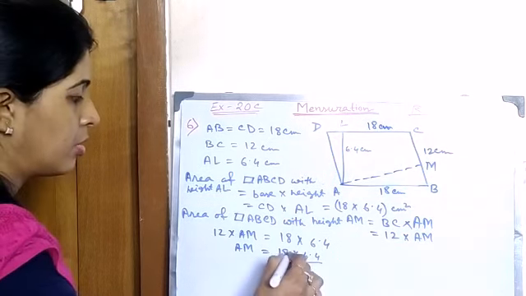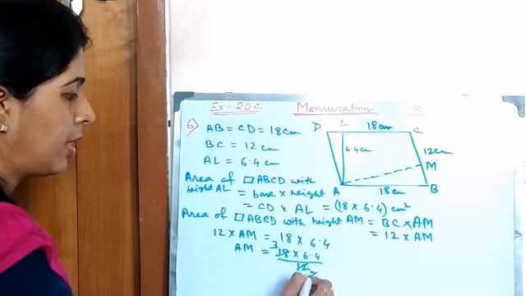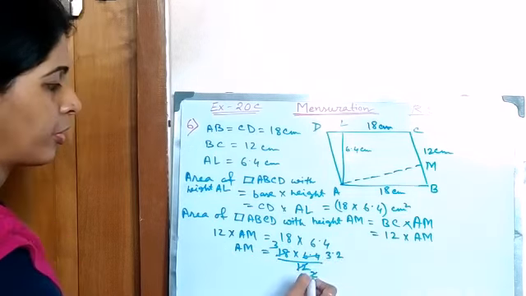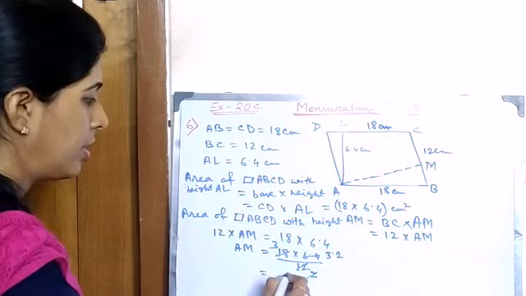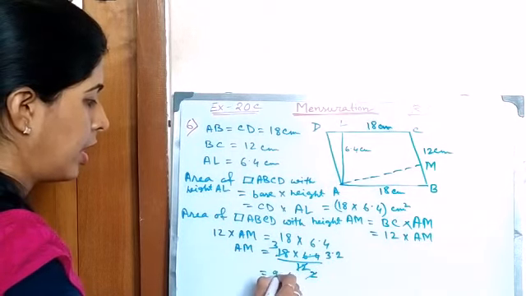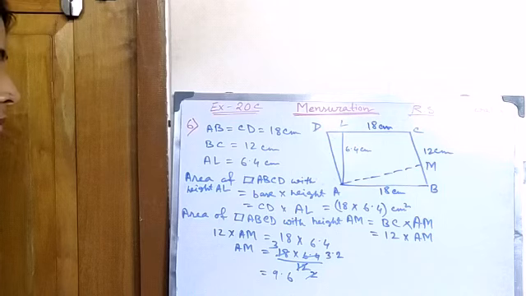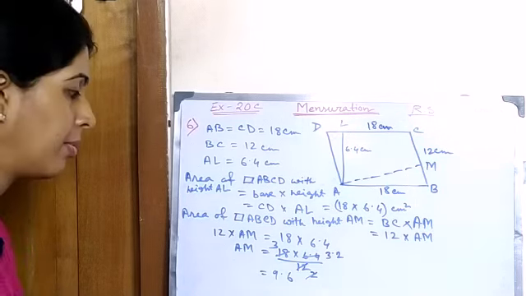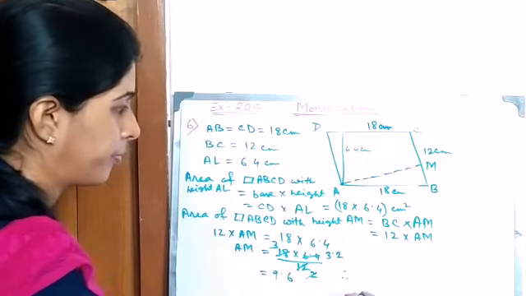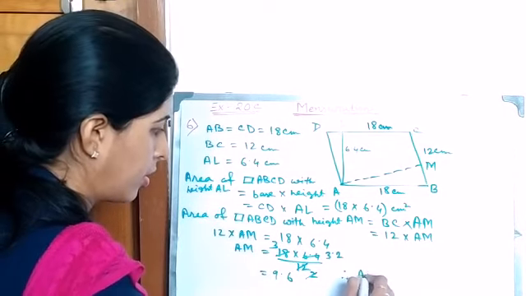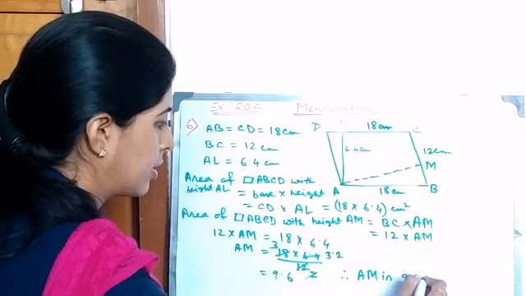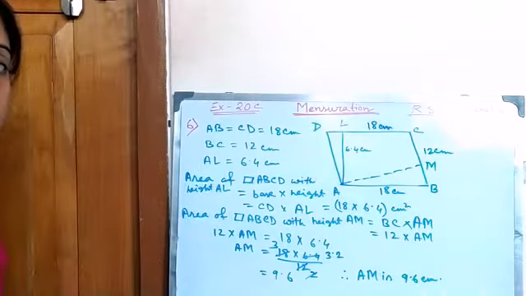Now 6 2s are 12, 6 3s are 18, by 2 it can be cut. 2 3s are 6, 2 2s are 4. That means 9.6. This is AM, 9.6 is the AM. Therefore, AM is 9.6 centimeter. This is the answer.